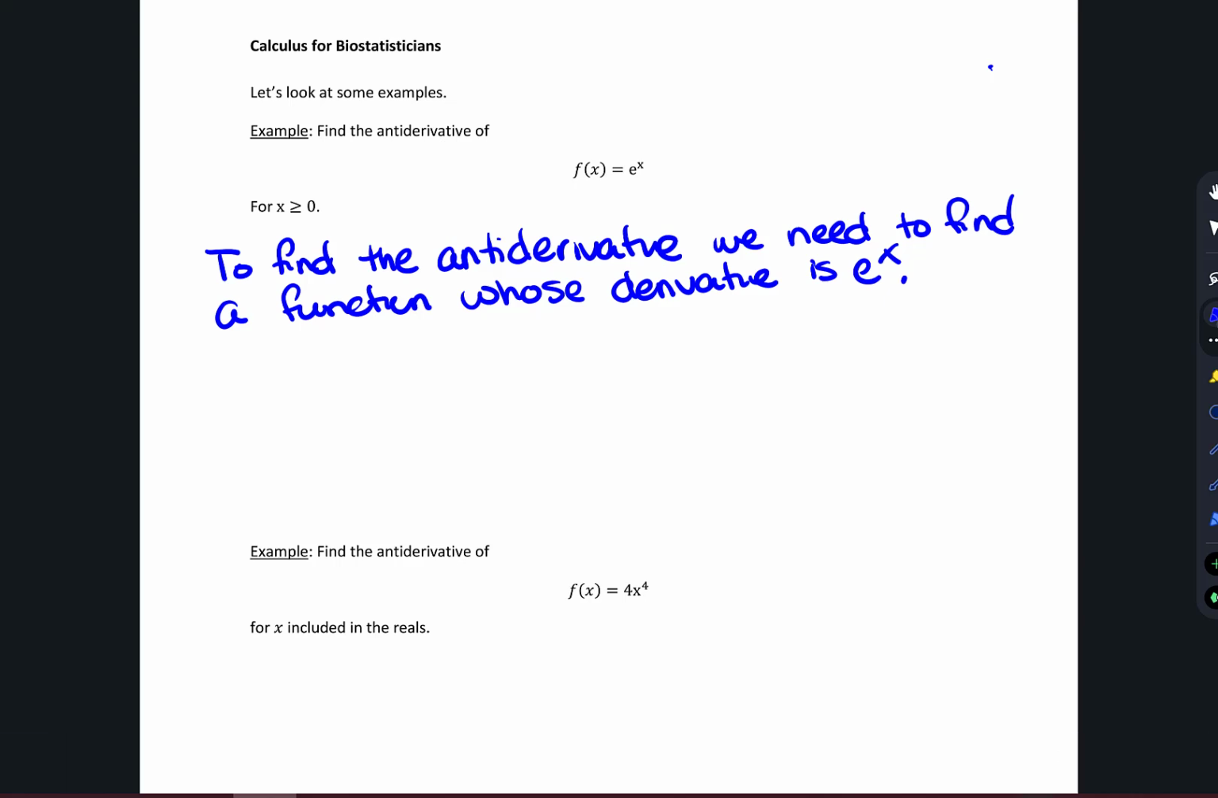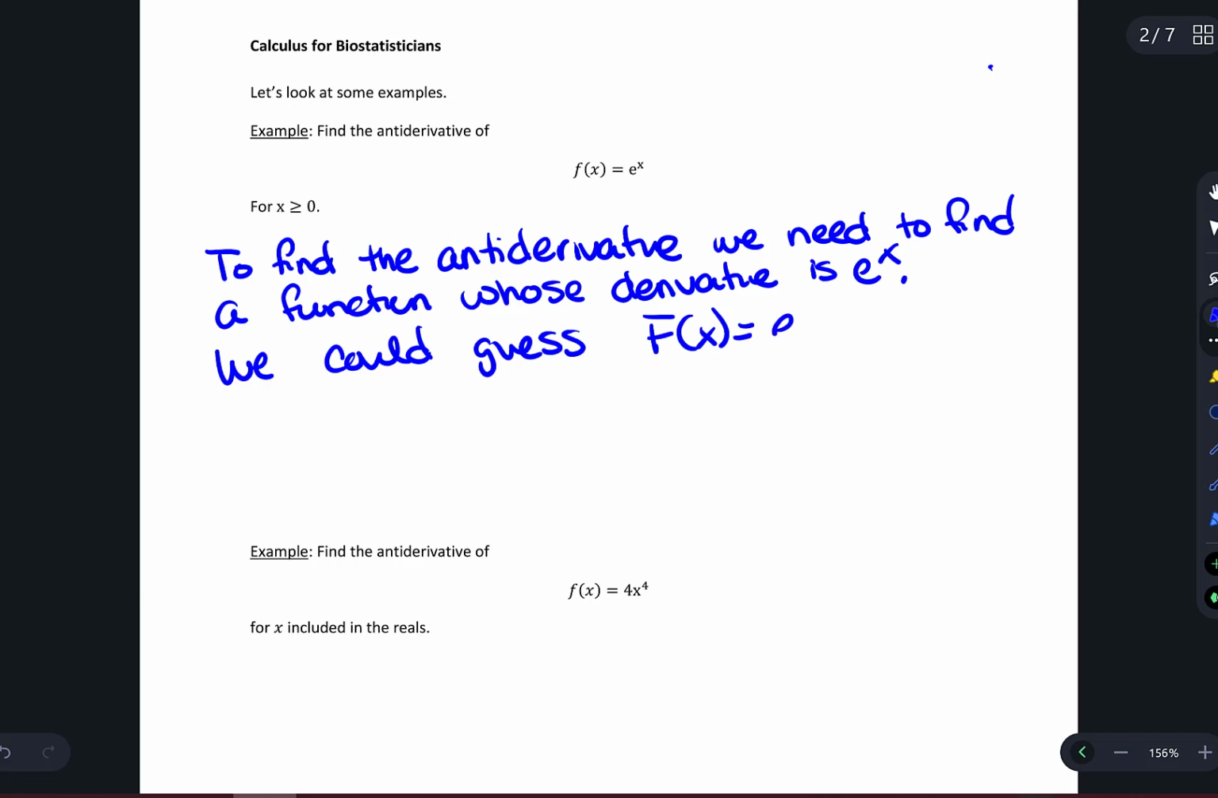All right, so back to our question here. If we're going to find the antiderivative, we need to find a function whose derivative is e to the x. Well, we know that the derivative of e to the x is just e to the x, so we could guess F of x is equal to e to the x. And so notice, if I take the derivative of capital F of x, I would still get e to the x. And so that matches what I have here. So that is a valid antiderivative.